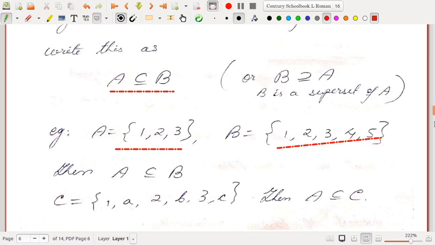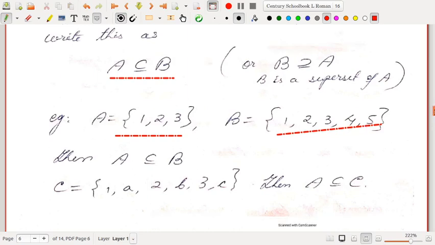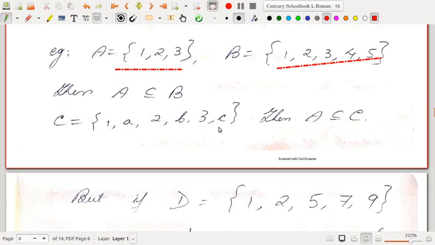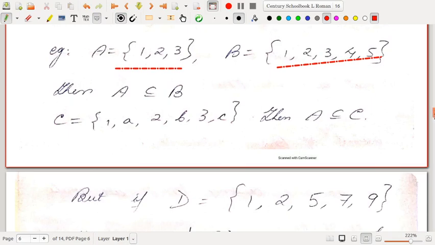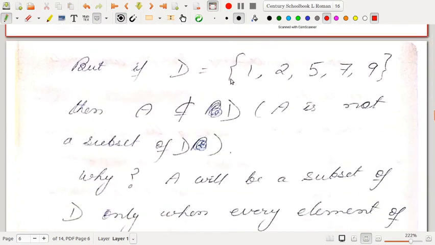Similarly, C equal to {1, a, 2, b, 3, c} is also a superset of A, or A is a subset of C, because every element of A is also inside C. But if D equal to say {1, 2, 5, 7, 9}, then A is not a subset of D. Because why? Because the element 3 of A does not belong to D.